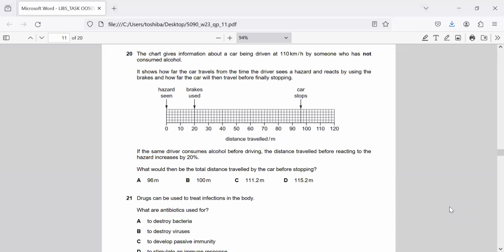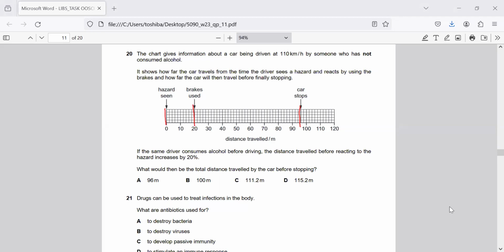This is question 20. The chart gives information about a car being driven at 110 kilometers per hour by someone who has not consumed alcohol. It shows how far the car travels from the time the driver sees a hazard and reacts by using brakes, and how far the car will then travel before finally stopping. This is the hazard. This is where the brakes were applied. And at this time, the car has stopped. And the person hasn't consumed alcohol.